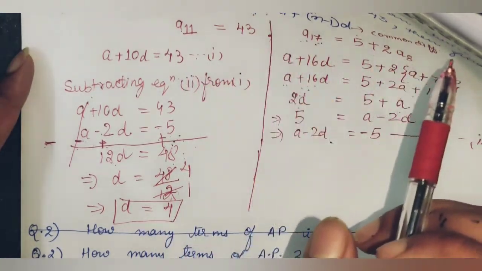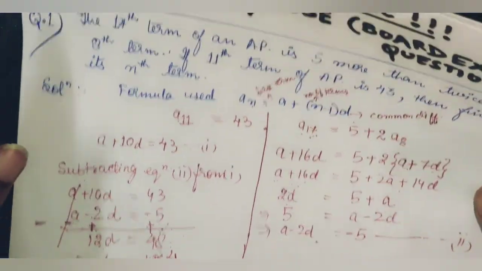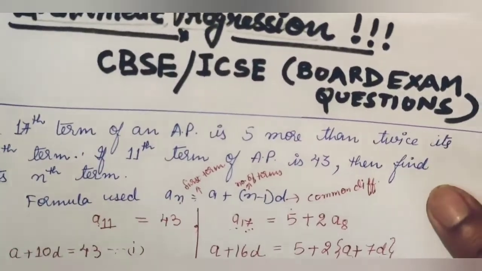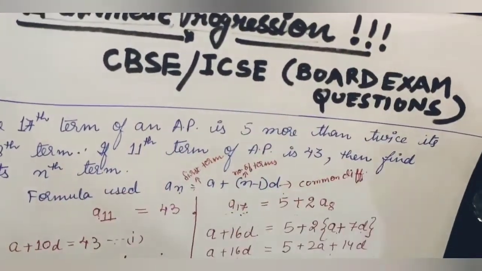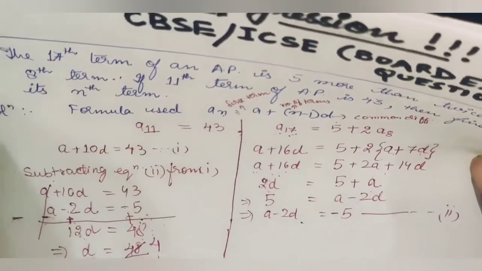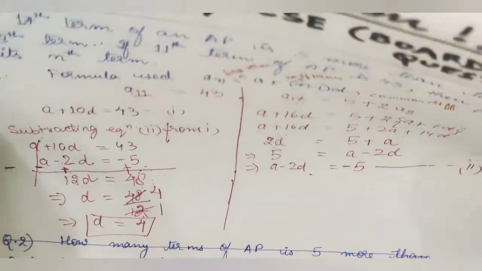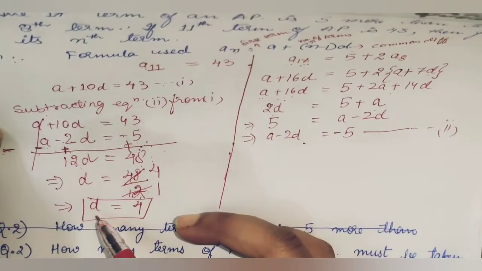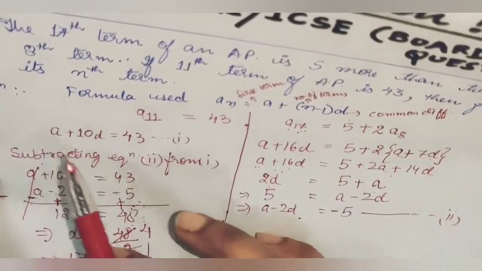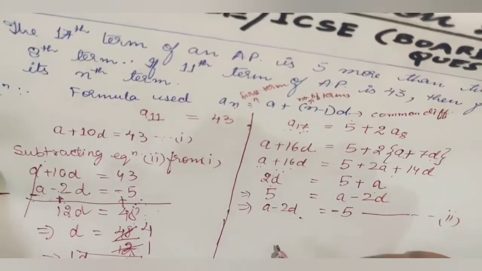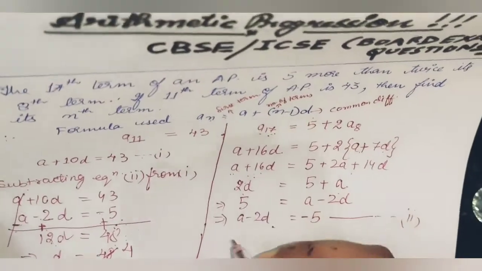Now you have to find, in this question it was already asked that you have to find the nth term. So I have obtained the value of d, that is 4, and by putting this value in any of the equation 1 or equation 2, we will get the value of a.